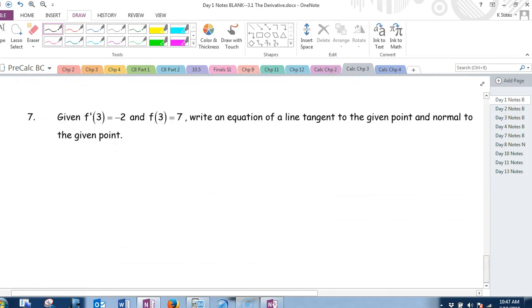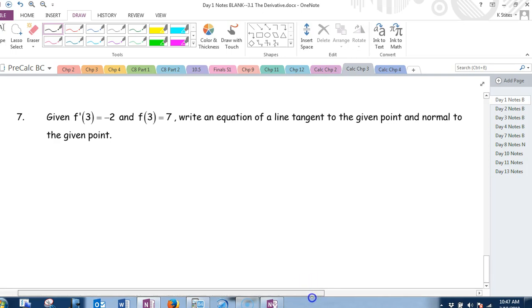All right, and the last one. Given that f prime of 3 is equal to -2 and f of 3 is equal to 7, we're going to write an equation of a tangent line and a normal line. So this is actually not difficult. You just have to be able to interpret the notation. This is saying that when x is equal to 3, the slope, because that's what f prime means, is -2. And f of 3 equals 7, that means you have a point at 3, 7.